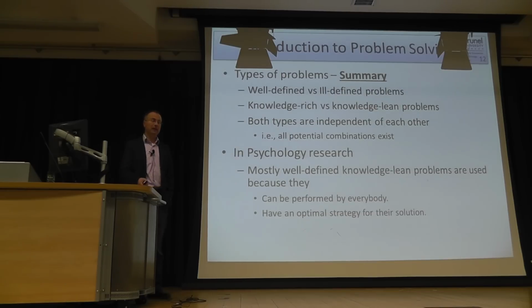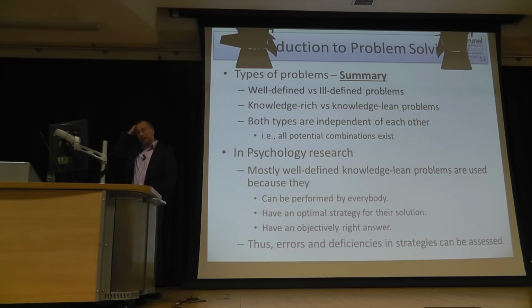For instance, you could say, okay, starting from that chess position, the optimal way would be 8 moves to result in checkmate. However, this person needed 15 moves or something. And so you have a good measure of that, and you have an objectively right answer. Errors can be easily assessed, and the strategies, what participants do, can be more easily investigated.